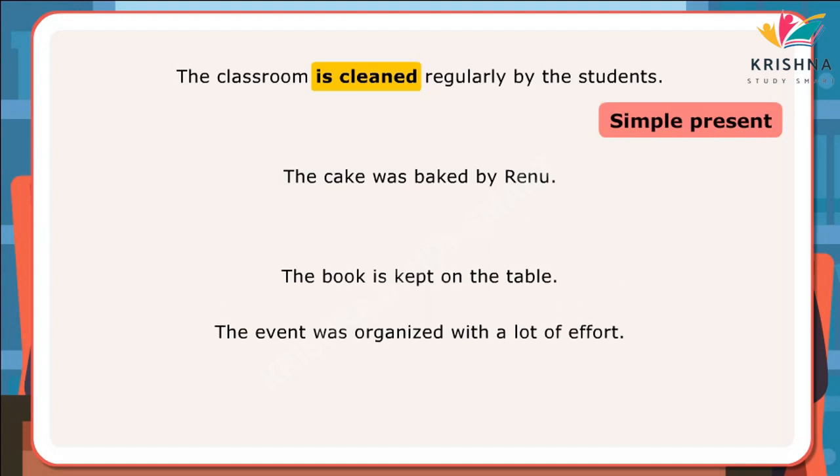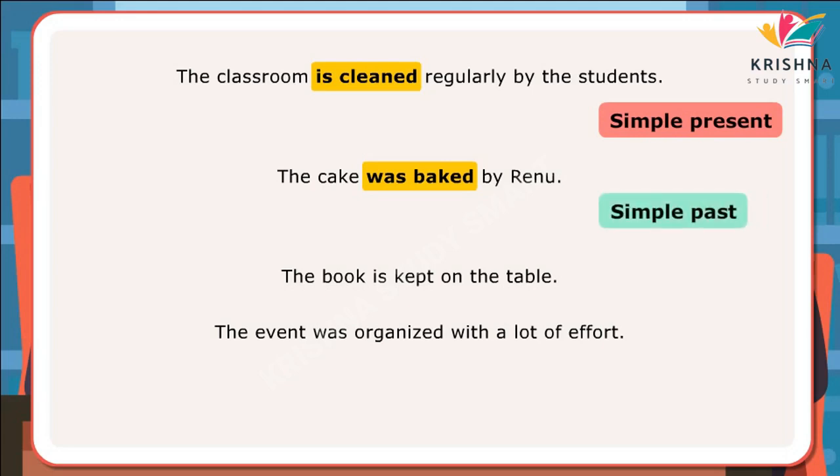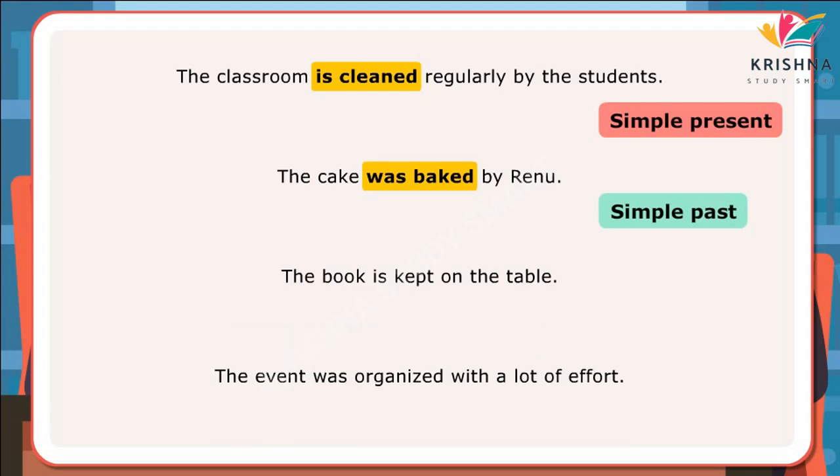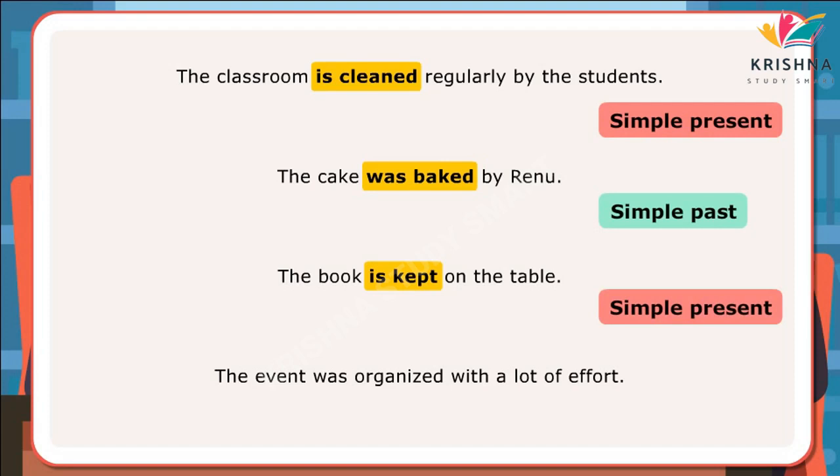In the next sentence, was baked has been used to show that something was done to the cake and the doer of the action is mentioned by using by at the end. This is simple past and explains what was done once in the past. In the third sentence, is kept has been used to show the action done on the book. This is simple present and the doer of the action here is not important. In the last sentence, was organized has been used to show that something was done to the event. This is simple past.